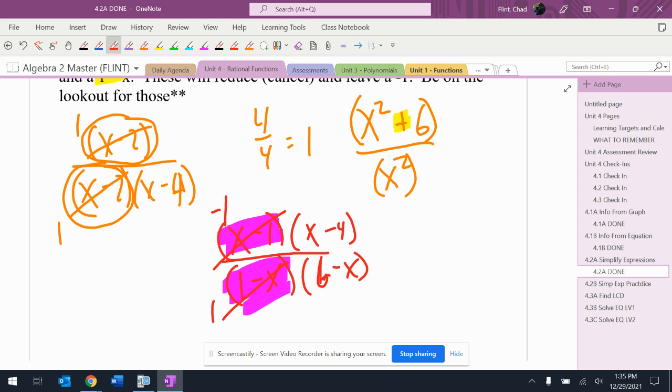I think there's 16 problems in this, and then the 4.2b file has a huge number of problems. You should be looking to do 10 or 12, including some of the bottom ones, which are going to tend to be the harder ones, because those are the ones that show up on assessments, or things where you have to factor the top and factor the bottom, and there's some sort of different things going on in there. Maybe there's a GCF.